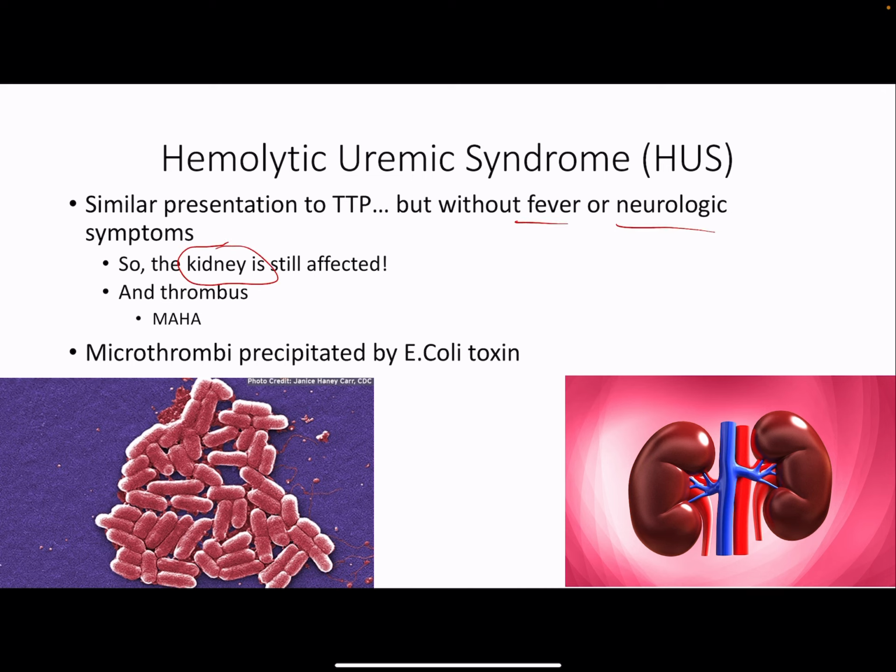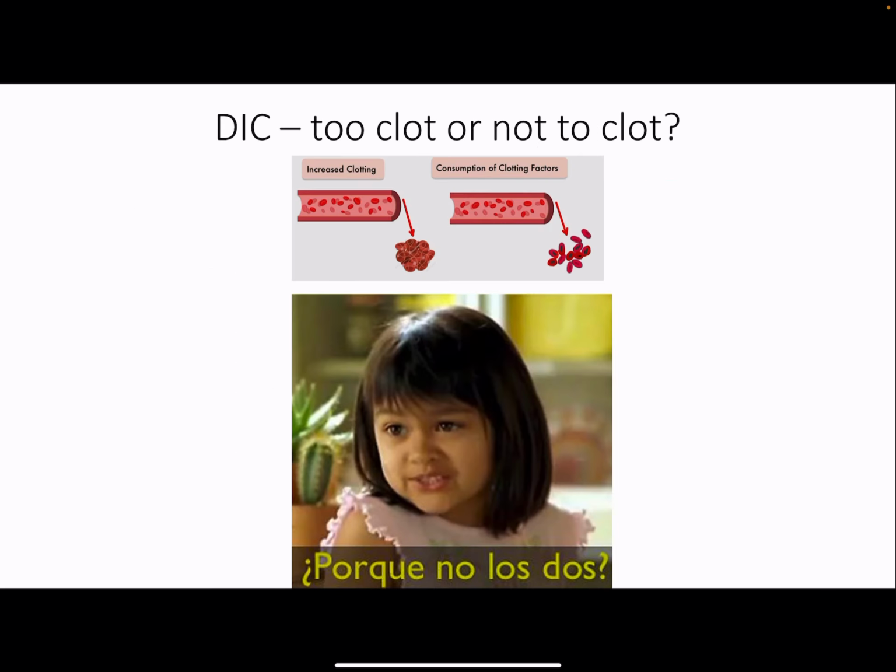And again, we just mentioned this, but you're also going to have MAHA. You're going to have a capillary thrombus. Now, this is precipitated by E. coli toxins. I think that's important to know. So DIC, of all of these, DIC might be the most important to clot or not to clot. And it turns out it's doing both.